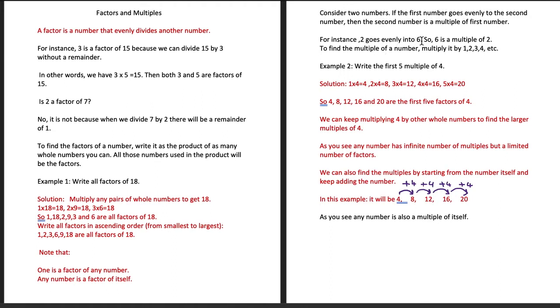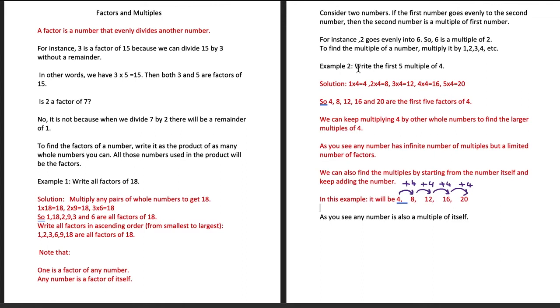2 goes evenly into 6, because if you divide 6 by 2, you get 3 without a remainder, so 2 goes evenly into 6. So we say 6 is a multiple of 2. How do we find the multiples of a number? To find the multiples of a number, multiply the number itself by 1, 2, 3, 4, 5, 6, and so on. So times the number itself by the whole numbers starting from 1.